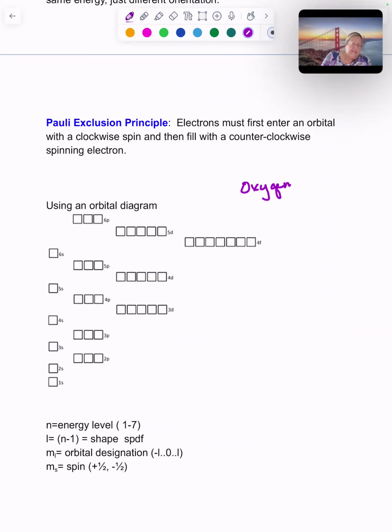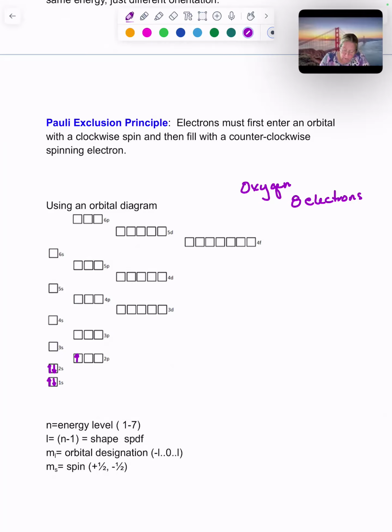Oxygen has an atomic number of 8. So we're going to have 8 electrons to fill in. Using our orbital diagram, we're going to put in 1 electron spinning clockwise, so an up arrow, paired with the down arrow. There's 2. So now we go to the 2s, 1 clockwise, pair it counterclockwise. We have 4 electrons. We have 4 more to use.